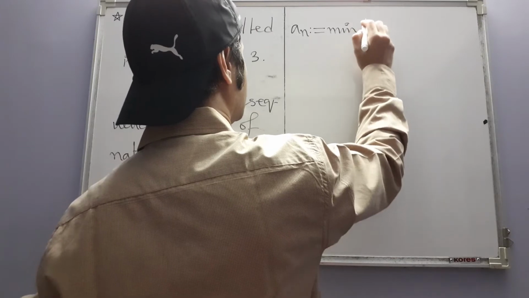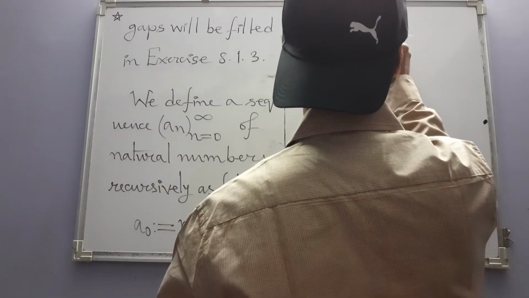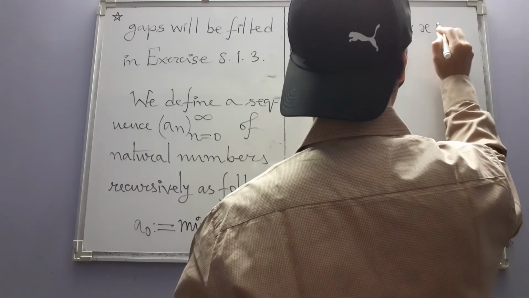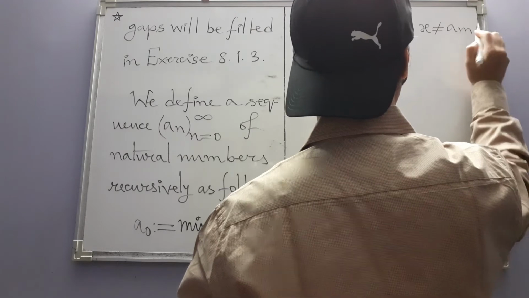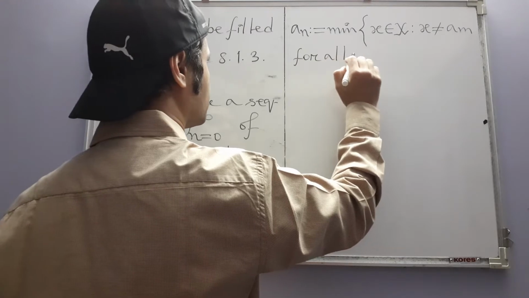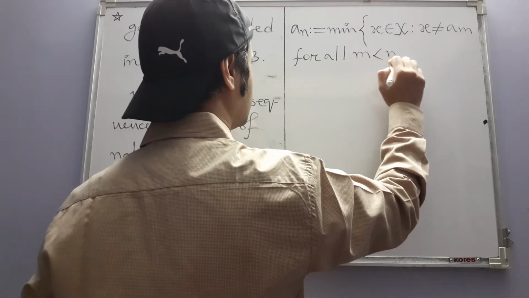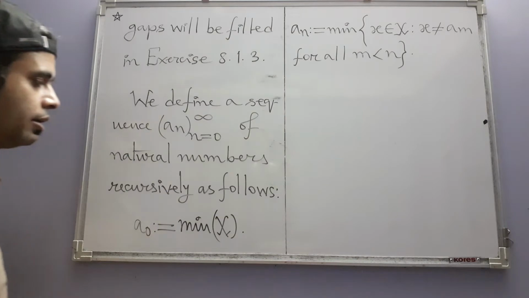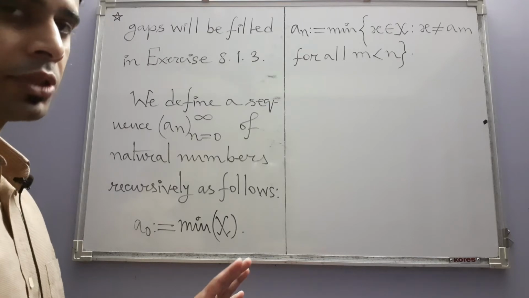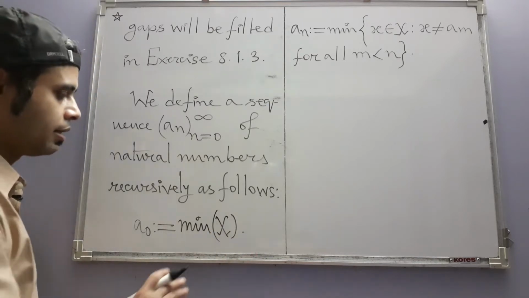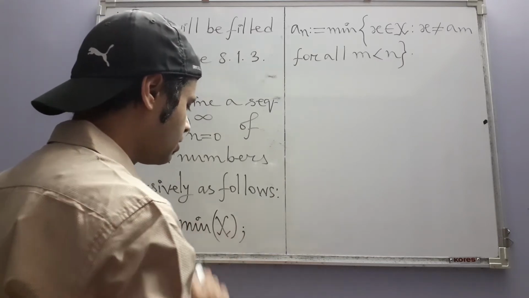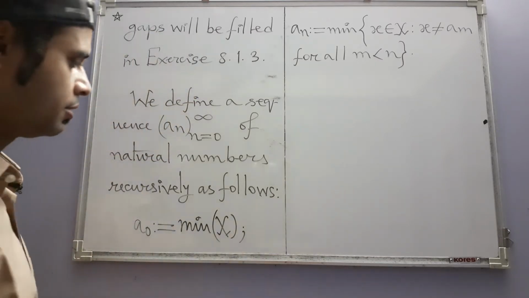This is defined to be the minimum of this set, the set of all elements x in capital X, such that x is not equal to am for all natural numbers m less than n. Now the question is, there are some things we have to now see and make sure that whatever we have written here makes sense and it's a legitimate recursive definition.